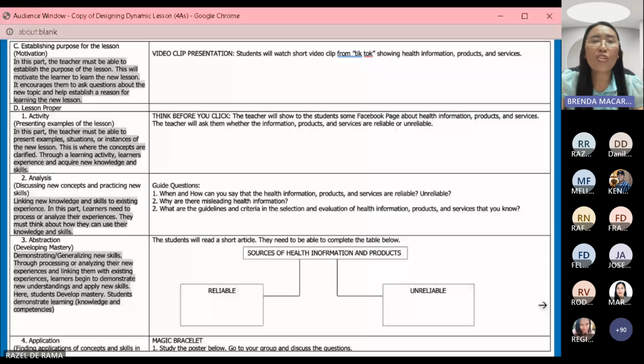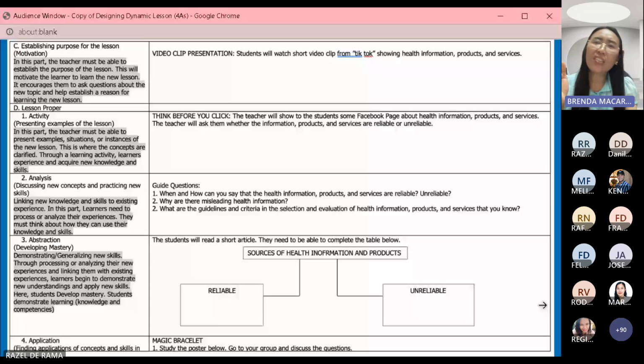So, the motivation for this specific topic is a video clip presentation. So, students will watch a short video clip from TikTok. Eh, bakit nga ba TikTok? No? Kasi mas in sa kanila yan, no? Yung mga TikTok na yan, yung mga Reels, no? Showing health information, products, and services. So, we can make use of actually an animation as part of that lesson. We can include music. Okay?